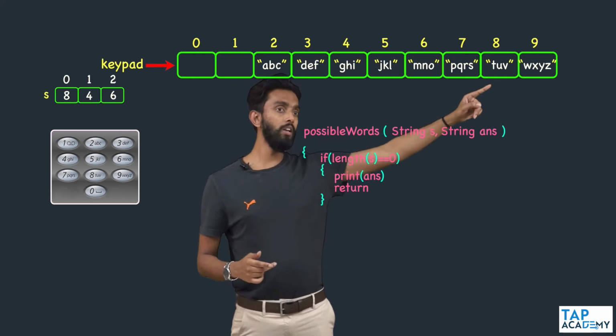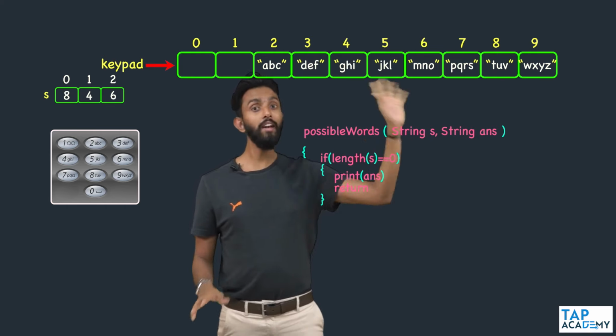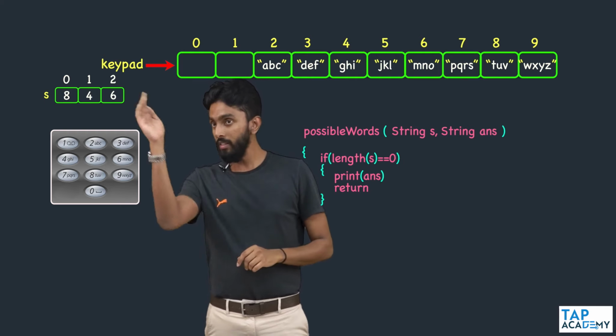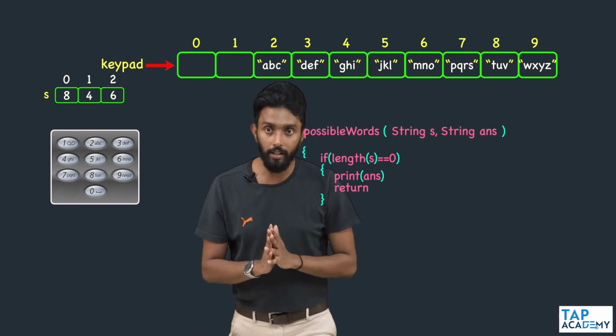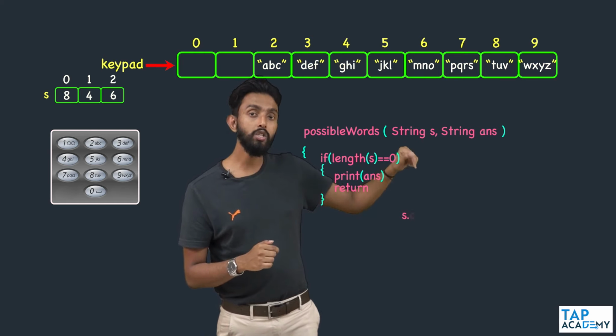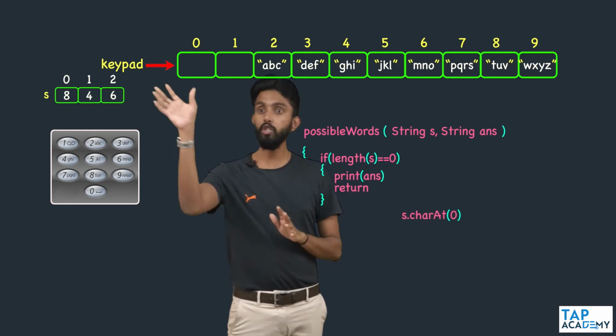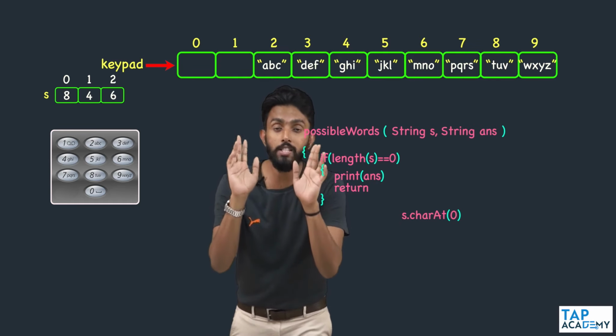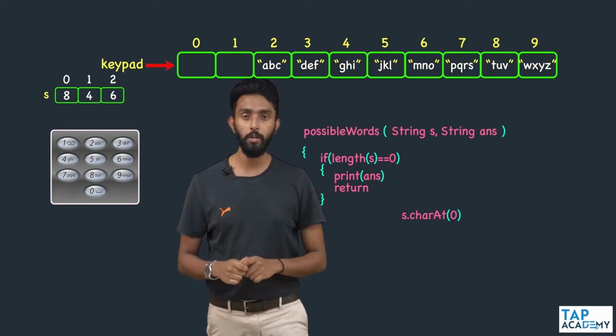So I know that TUV is there in my array. The 8th index has that. But ultimately this is a string, and in that the 0th character is 8. Would you agree with me? So see, what I will do is, I will say s dot char at of 0. What is that? 8. Not decimal 8, it is character 8.